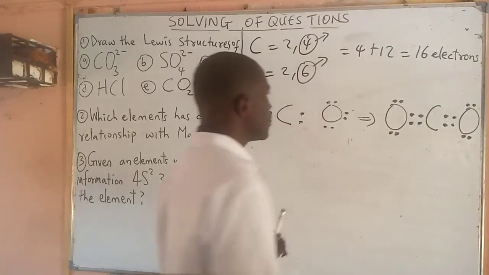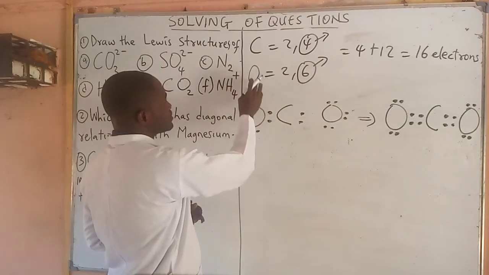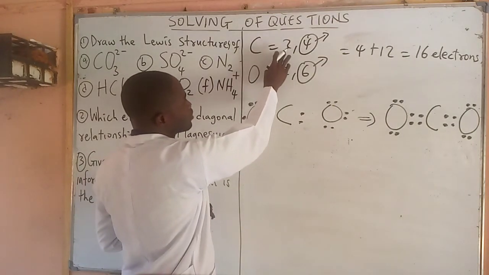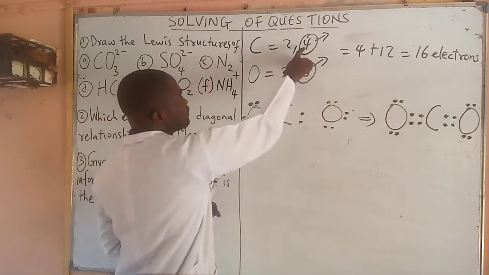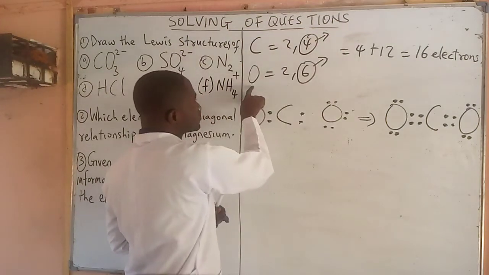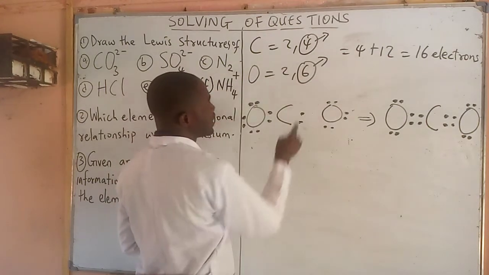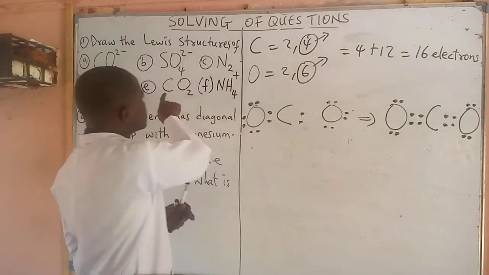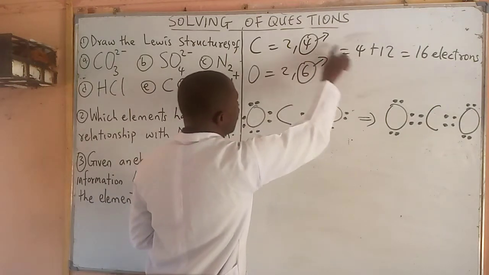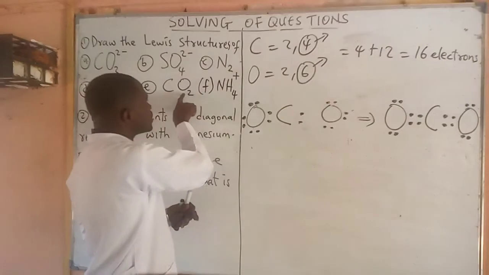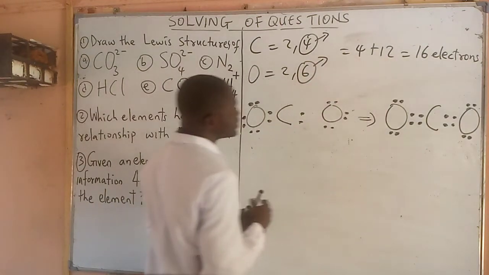Yes. So in solving this question, you now say that carbon has electrons 2 and 4. Then you say, okay, this 4 is the outermost electron. Oxygen is 2 and 6, that is 8 electrons. 6 is the outermost electron. Then because it is CO2, you say, okay, carbon is 4 electrons, oxygen is 2 times 6, 12. That will give you 16 electrons.